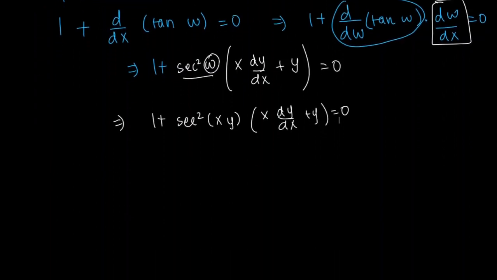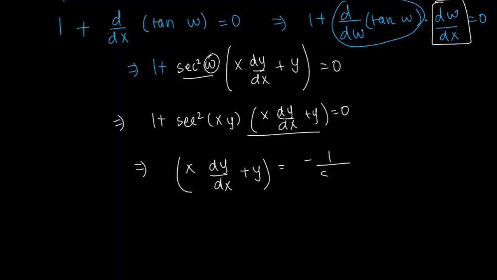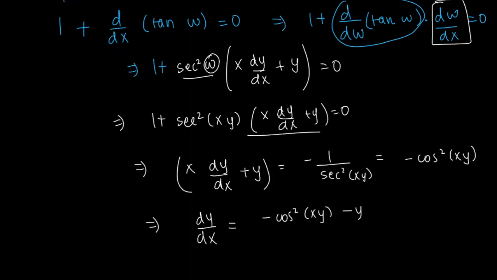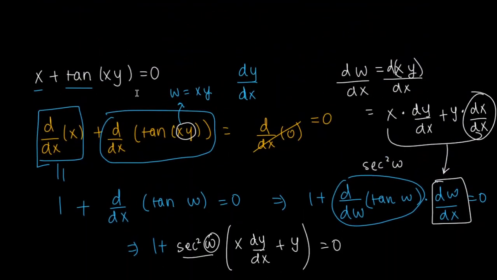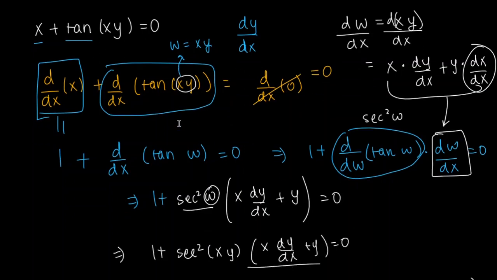We can do some more algebraic manipulations. So you can write x times dy over dx plus y, this entire thing in brackets, is equal to negative 1 over sec squared of x times y, or negative cos squared of x times y. And again, a bit more algebraic manipulation will land you at negative cos squared xy minus y, all of this being divided by x. This is the derivative of y with respect to x when you have this sort of an implicit definition.